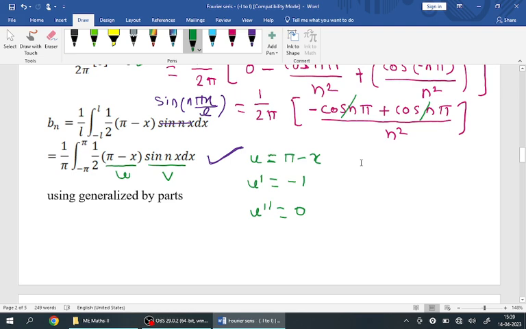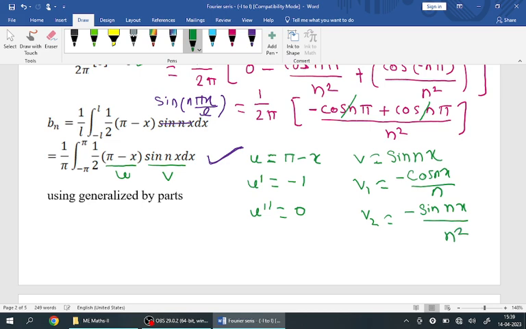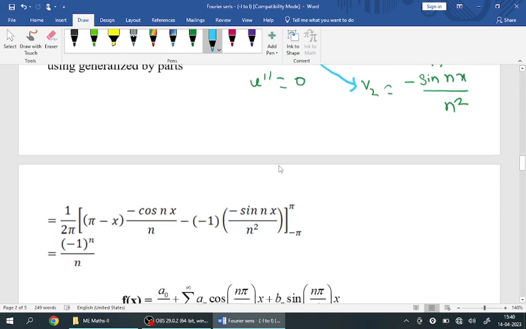Now what is v here? v is sine nx. So v1 is the integration of sine nx, minus cos nx upon n. Remember, for sine there is a minus sign. v2, the integral of minus cos, becomes minus sine. Again the same thing that we have to do: we have to cross multiply. u is multiplied with v1, u dash is multiplied with v2, and we are going to write the general term.